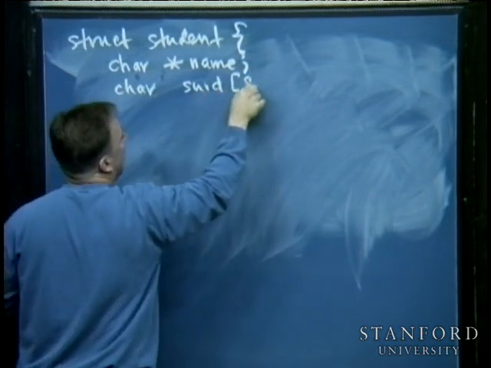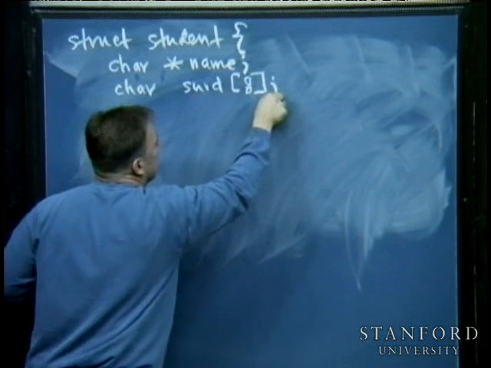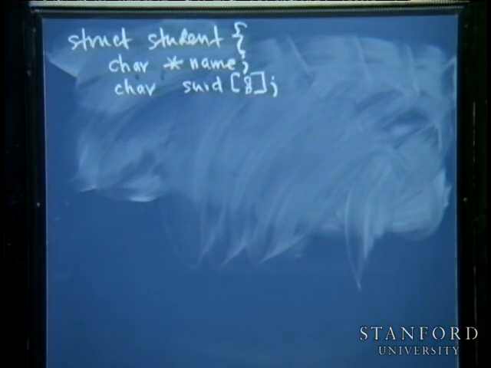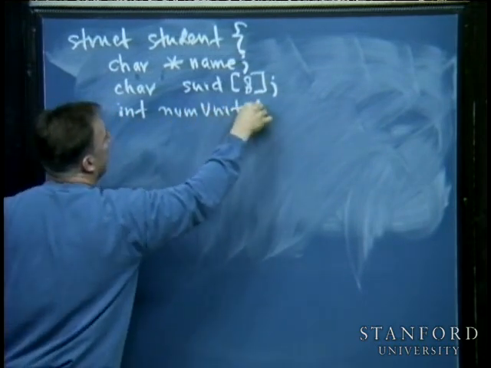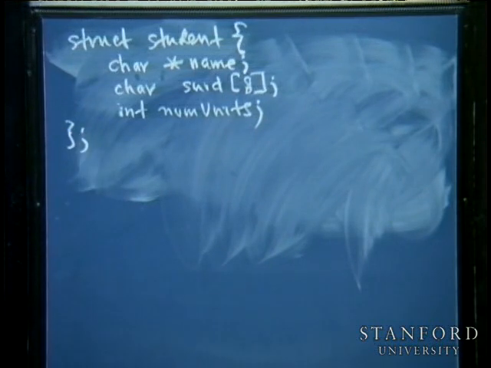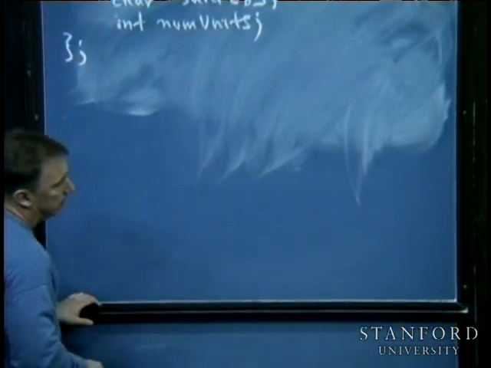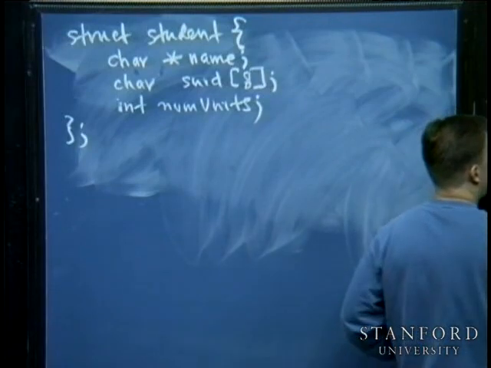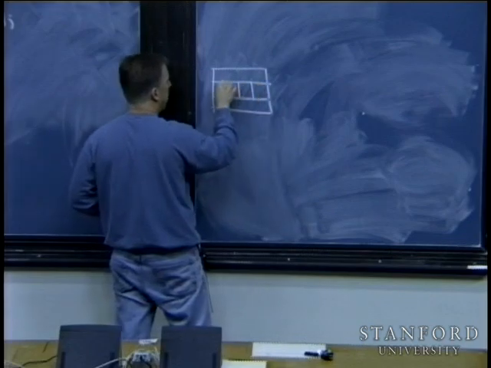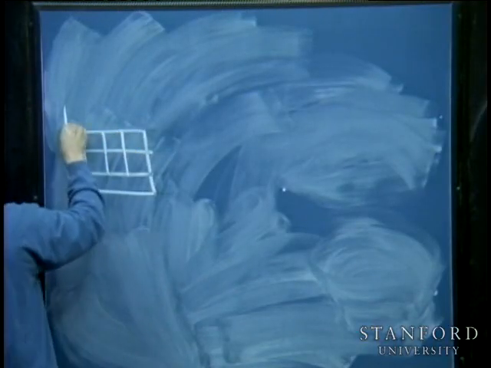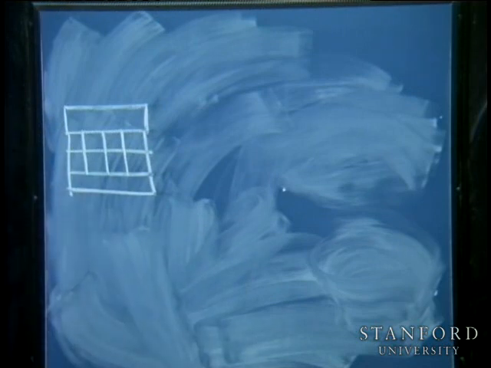SUID of 8. I want to store the individual digits of a 7-digit SUID in an array that's wedged inside the struct. This will become clear from a picture in a second. And then at the bottom, I just want a normal old integer, num units. And there we have our definition. Okay. What does a picture of one of these things look like? It looks like this right here. There's my char star. There's my static character array of length 8. And there's my num units field. So this is a 16-byte struct.